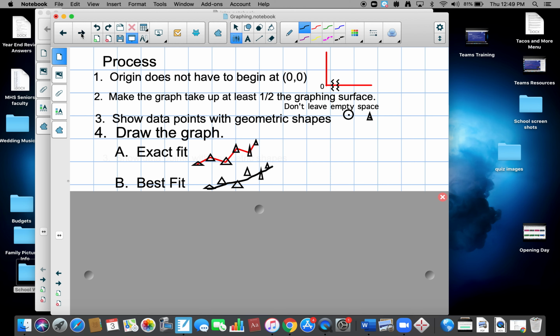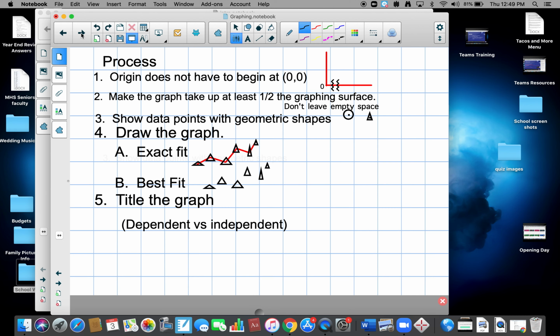Okay. All right, so the last thing we have to do is remember to title the graph, which is dependent versus independent. I'm going to put my line back in. Alrighty, okay, it's not going to be in the rest, but that's where it's at. All right, good. So let's take a look at some data points here.